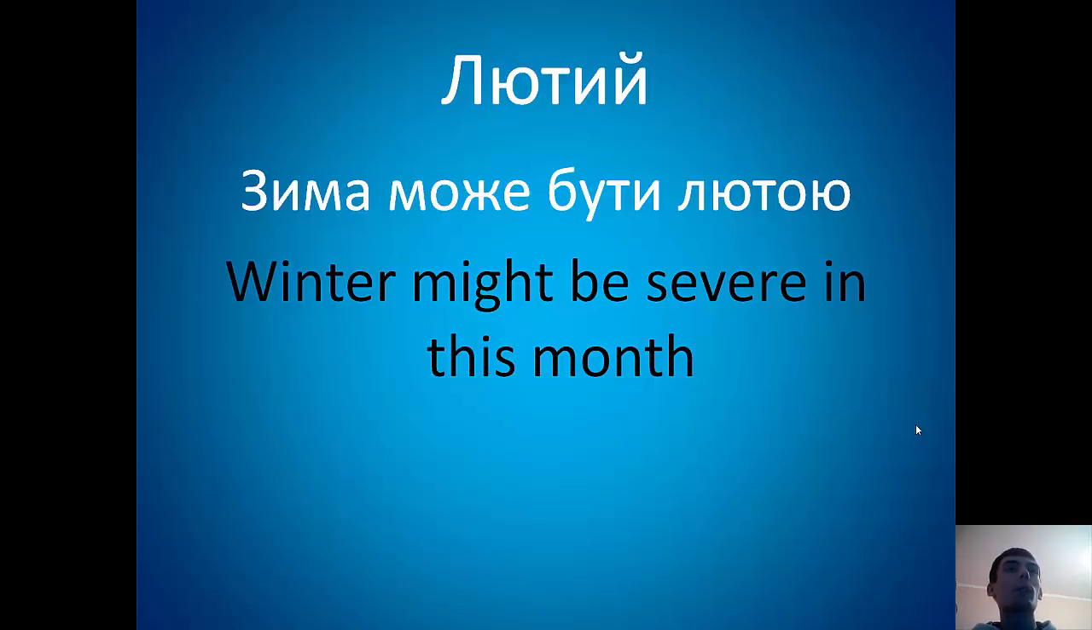Зима може бути лютою, and severe means лютою, and it's very similar to лютий. So we say that it's very possible that this month will be the most severe in the whole winter, and it might be 20 or 25 degrees below zero, and it was just like this this year.